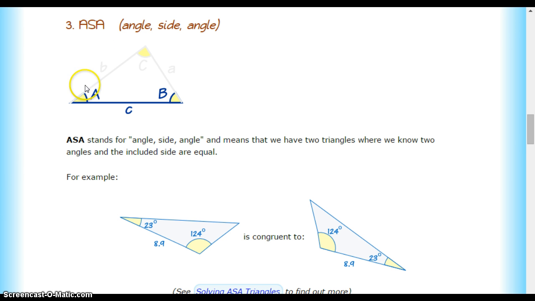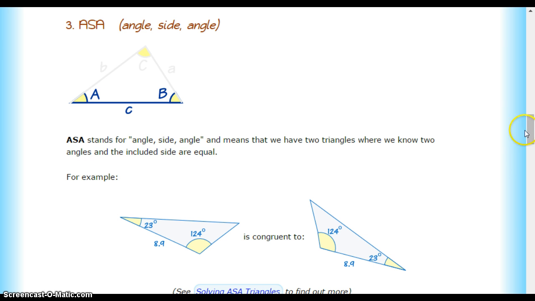And so ASA, actually let's read right here. ASA stands for angle side angle, and means that we have 2 triangles where we know 2 angles and the included side are equal. So ASA is kind of like the opposite of SAS, which we just kind of focused on. Okay, and if you look at the name, it's actually the total opposite, right? SAS was the one we looked at before, and this time we're looking at ASA, and they're total opposites.